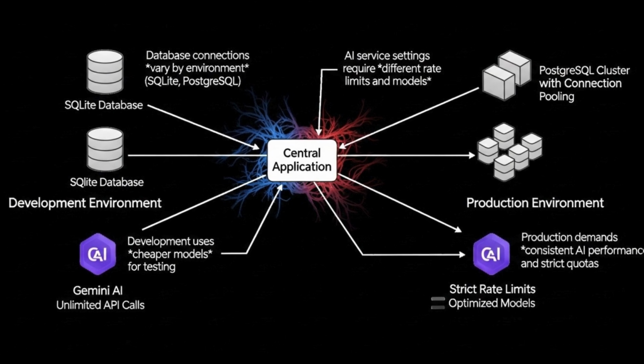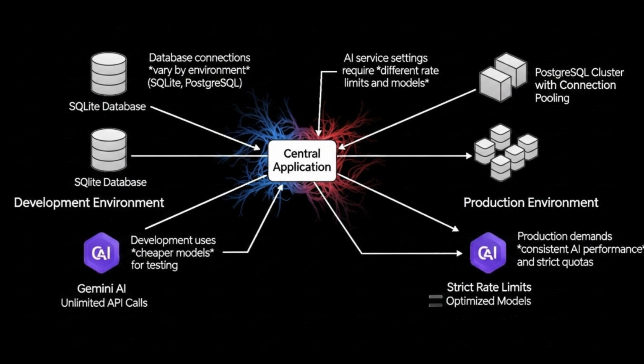Let's look at how this plays out with crucial integrations like databases and AI services. Each environment often requires a different database connection strategy. For development, you might use a simple SQLite database for ease of setup. Testing could leverage PostgreSQL with automated cleanup scripts for isolated data. But for production, you'll likely implement robust connection pooling, possibly with read replicas, to handle high traffic and ensure data integrity. Similarly, your Gemini AI integration needs environment-aware settings.